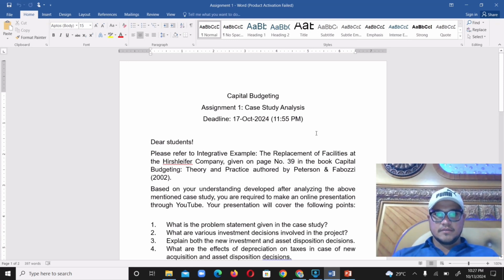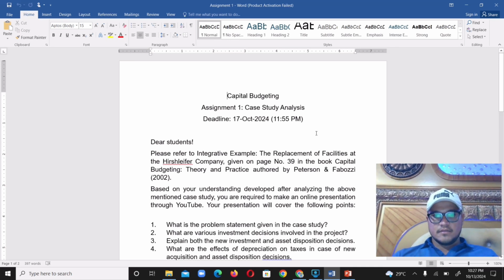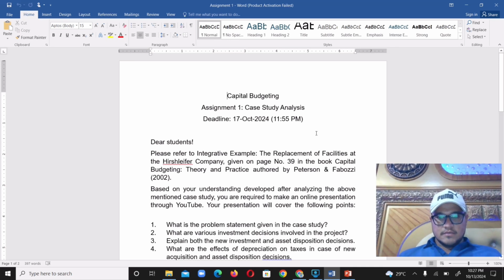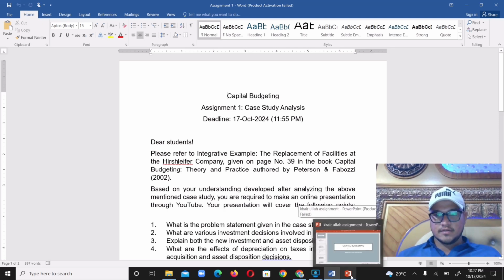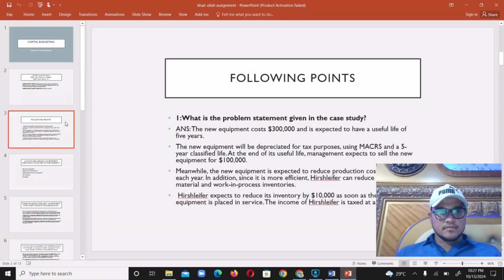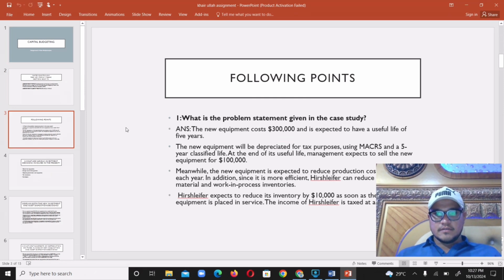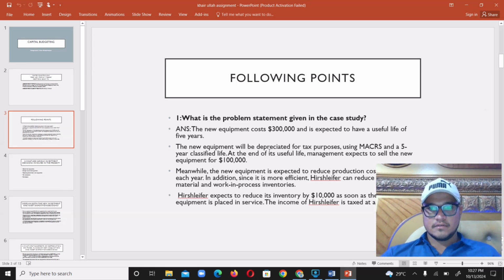In this case study, we discuss the replacement of facilities at a sulfur company, and we start it on PowerPoint. We make slides. Following points. First question is, what is the problem statement given in the case study?